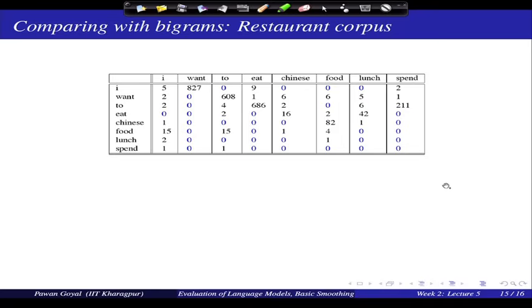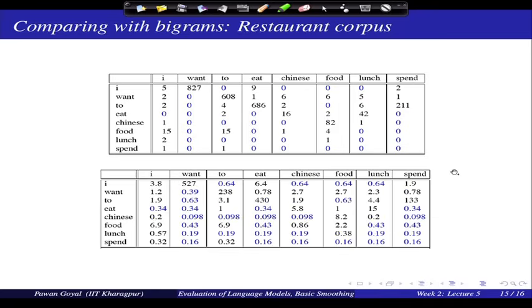So here, these are my effective bigram counts. You see here, the bigram I want occurred 827 times initially, and the effective bigram count now is only 527. On the other hand, I2 did not occur at all in my training data, but now it has an effective bigram count of 0.64. Another observation you can make from here: given the previous word, for the next word, if they occur 0 times, the effective bigram count remains the same.